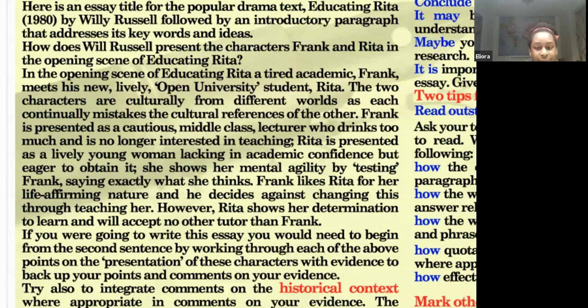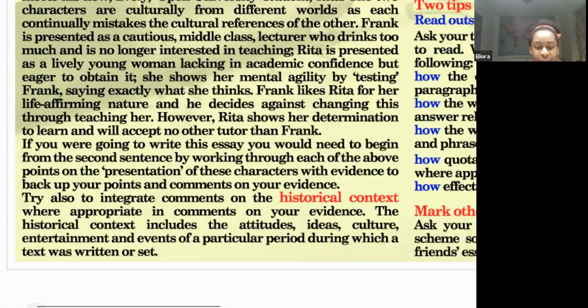The two characters are culturally from different worlds, as each continually mistakes the cultural references of one another. Frank is represented as a cautious middle-class lecturer who drinks too much and is no longer interested in teaching. Rita is presented as a lively young woman lacking in academic confidence but eager to obtain it. She shows her mental agility by testing Frank and saying exactly what she thinks. Frank likes Rita for her life-affirming nature, and he decides against changing this through teaching her. However, Rita shows her determination to learn and will accept no other tutor than Frank.